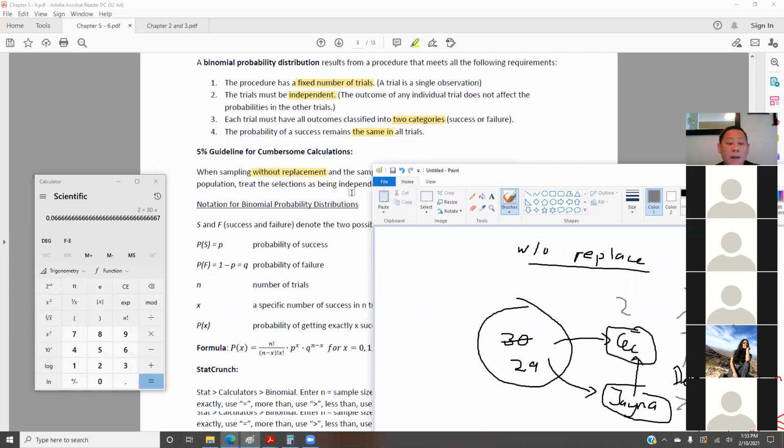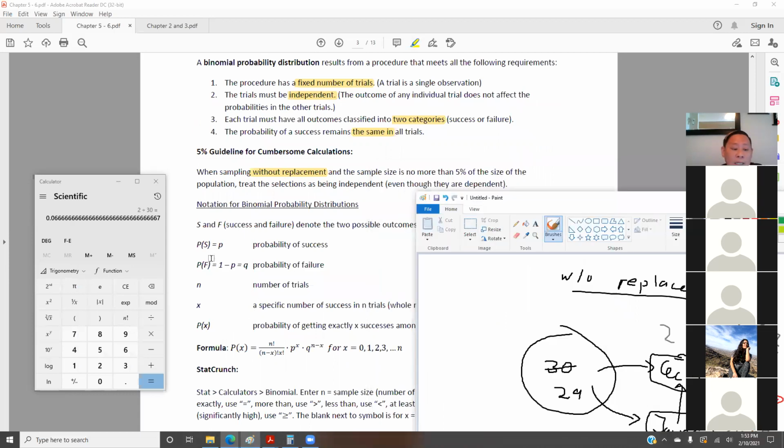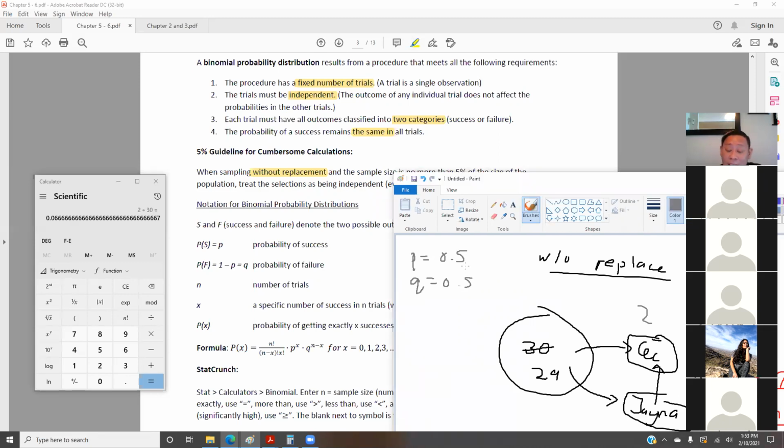Okay, and so what we have to do here is there are some notations. P stands for probability of success. Q is the probability of failure. So let's say that the probability of success of getting a girl is 50%. What's the probability of failure? That means not getting a girl. It is still 50%. That means that if you add these 2 up, you get exactly 1.